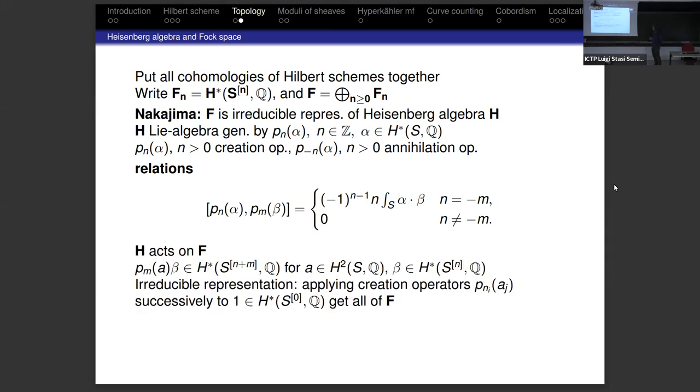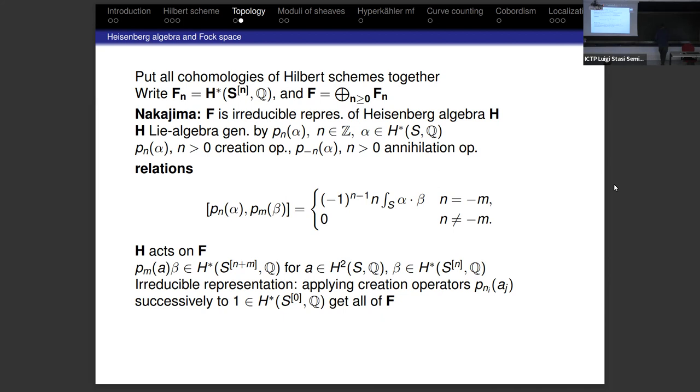And now, if I'm not mistaken, if I apply P_n of alpha to beta, where beta lies in the homology of the n Hilbert scheme, then I get a class in the n plus m Hilbert scheme for any alpha. So this is a star, not a key.